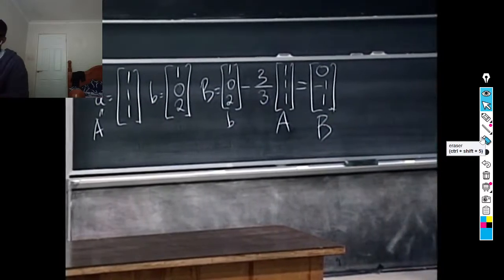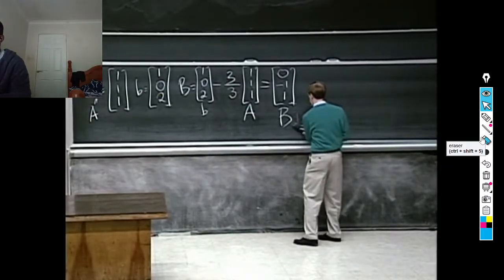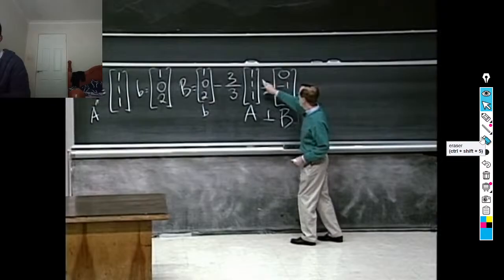And how do I know it's right? How do I know I've got a vector I want? I check that A and B are perpendicular. Just look at that: the dot product of that with that is 0.